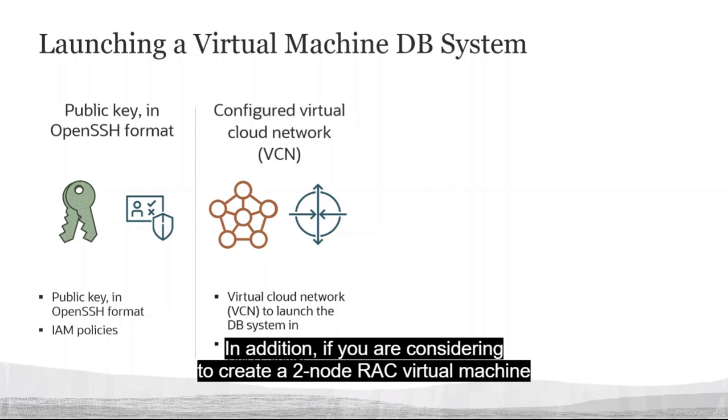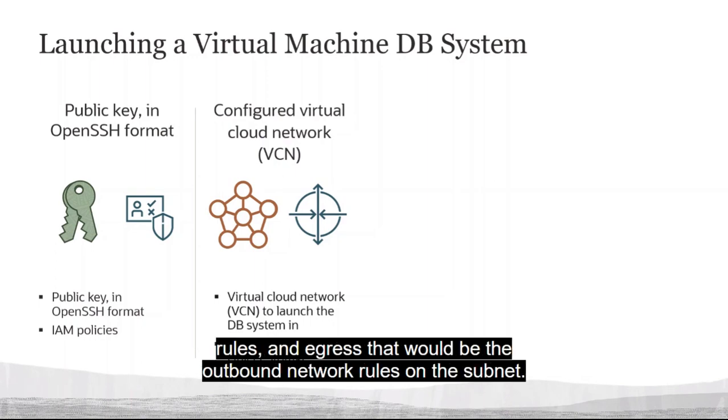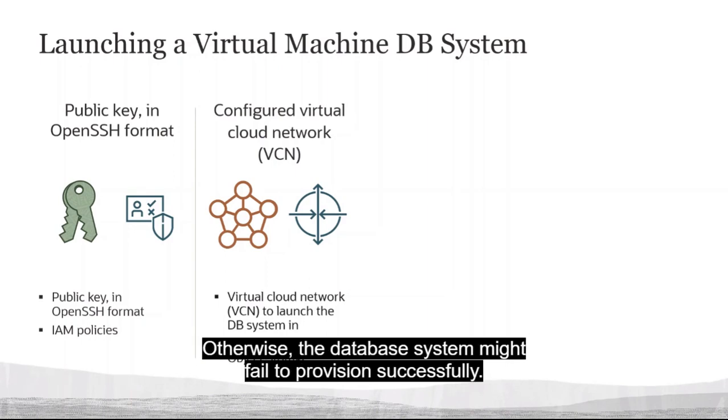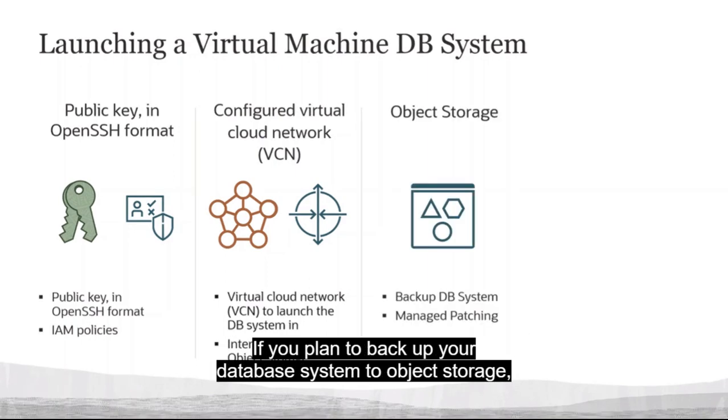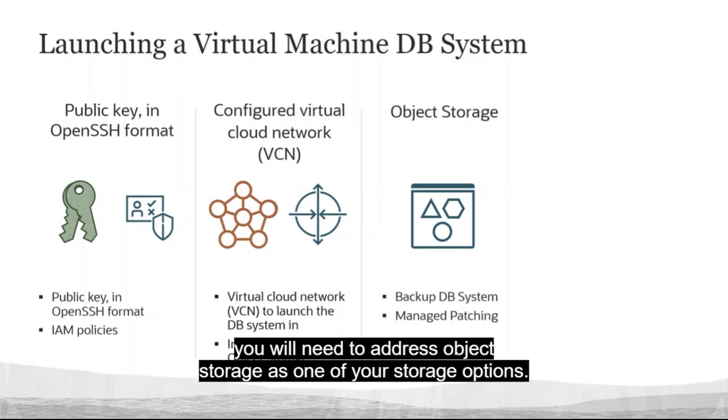In addition, if you are considering creating a two-node RAC virtual machine database system, ensure that port 22 is open for both ingress, that would be the inbound network rules, and egress, that would be the outbound network rules, on the subnet. You also want to make sure the security rules that you create are stateful. Otherwise, the database system might fail to provision successfully. If you plan to back up your database system to object storage, or you wish to use the managed patching features, you will need to address object storage as one of your storage options.